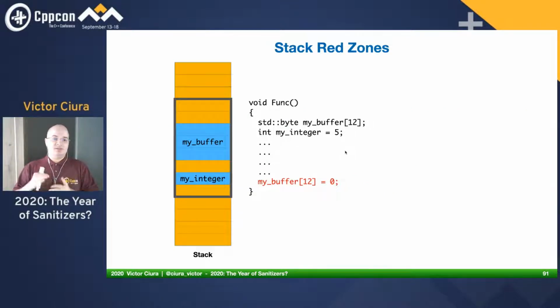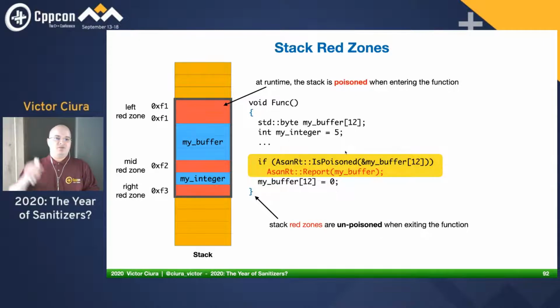If we think about stacks, about the same thing happens there. Let's say we have a byte buffer here and some integer on the stack, and we want to access some location that is not allowed, like the 13th location here. And again, when the function is entered, the stack is poisoned around the allocated stack variables. You have some left red zones, marked with a special marker. We have the mid stack red zones and the end marker for the stack allocations, which is called the right red zone. Doesn't matter.